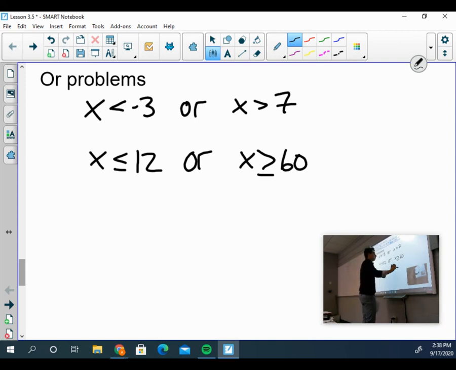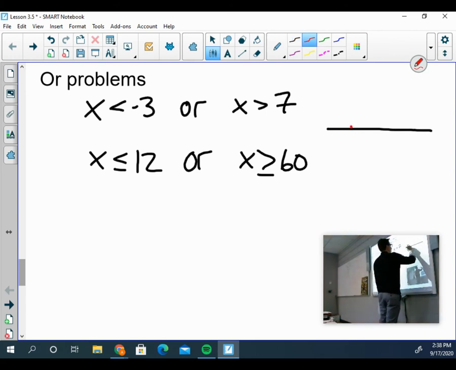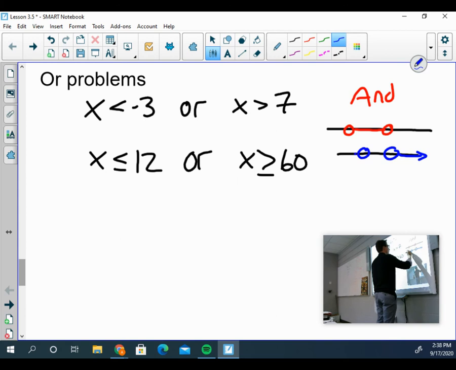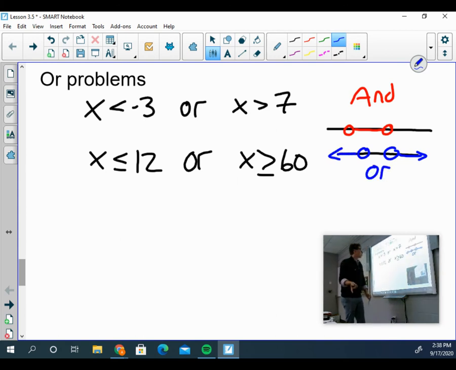Well, remember, and or inequalities are opposite. If you can imagine a number line here, our and inequalities look something like this. 2 dots with a line in the middle. Our or inequalities are the opposite. So this is an and inequality. Our or inequalities will look exactly opposite. They will have 2 dots, but they will shoot off in opposite directions. They will not meet in the middle.